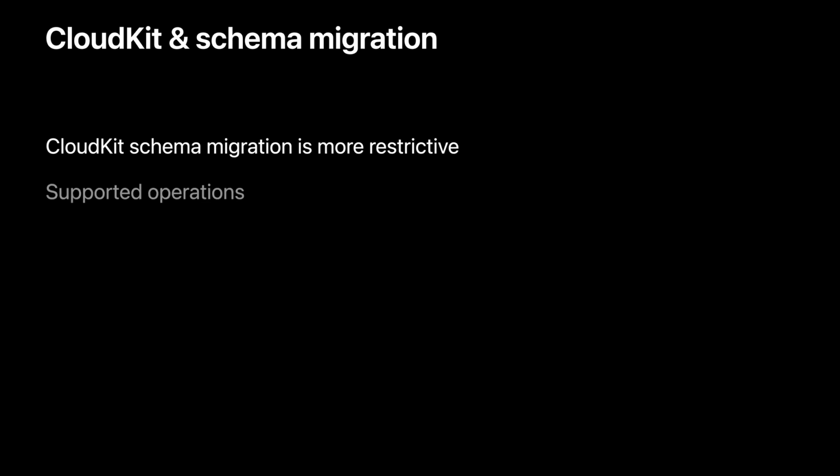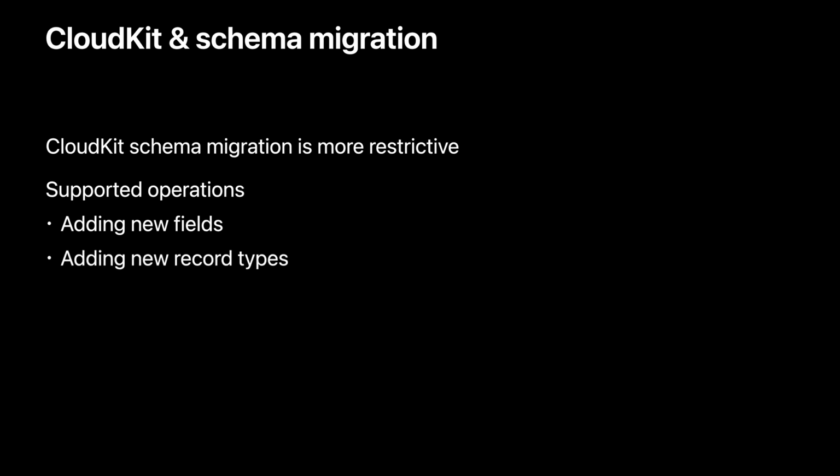Specifically, what is supported in CloudKit is adding new fields to existing record types and adding new record types. You cannot modify or delete existing record types or fields. Consider these restrictions when modifying the model schema.